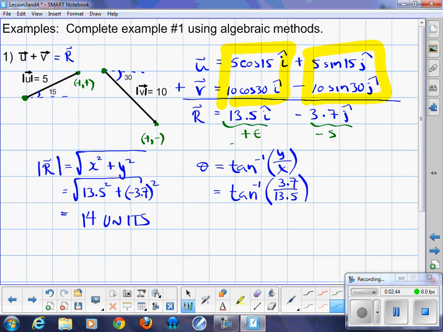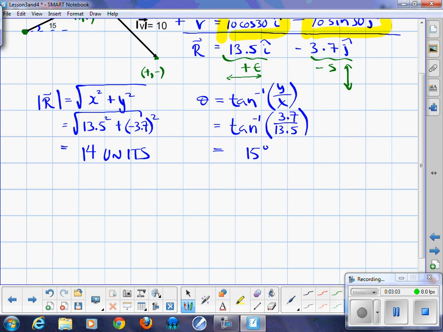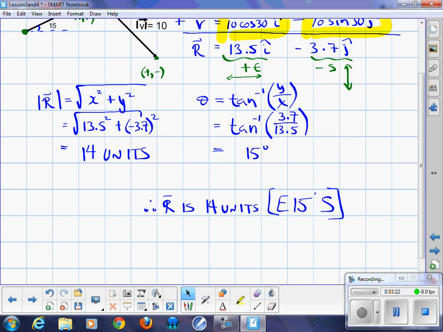So remember, this one tells you east or west. This one tells you north and south, and because it's negative, we're heading south. Don't bother putting the negative in here. We just need the numeric value when you do the calculation. So I get 15 degrees, which again is fortunate. That's what we got before. And we can say, therefore, the resultant vector is 14 units. I know it's going east because the x component's positive, and the y component's negative, so it will be south, and that angle always goes in the middle for us. And there's our algebraic method. It matches up with the previous question.